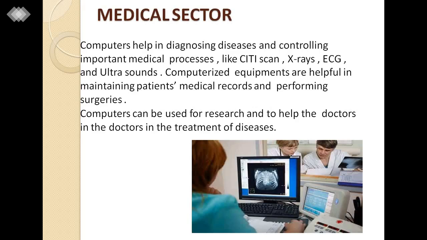Medical sectors. More applications of computers in medical sectors are that they help in diagnosing disease and controlling important medical processes like CT scans, X-rays, ECGs and ultrasounds. Computerized equipment is helpful in maintaining patients' medical records and performing surgeries. Computers can be used for research and to help doctors in the treatment of disease.